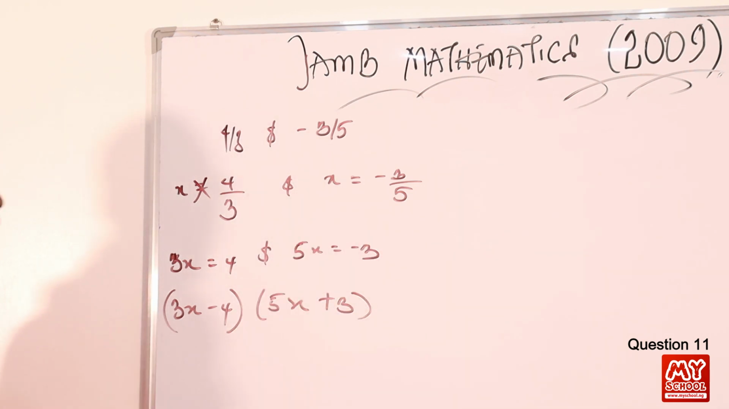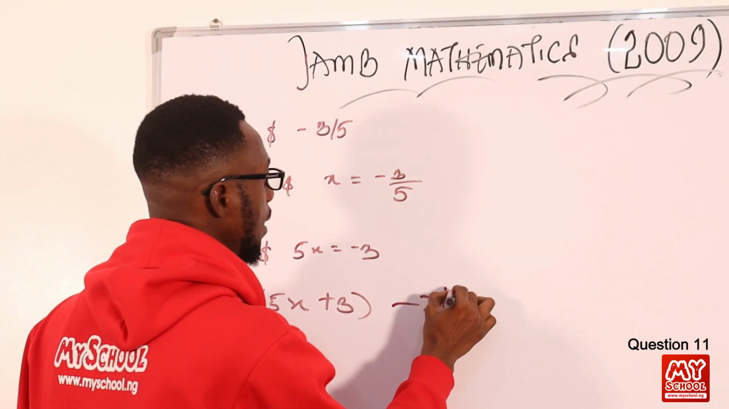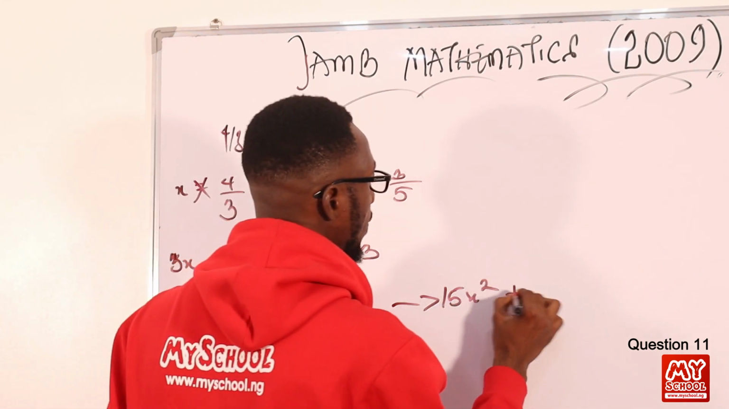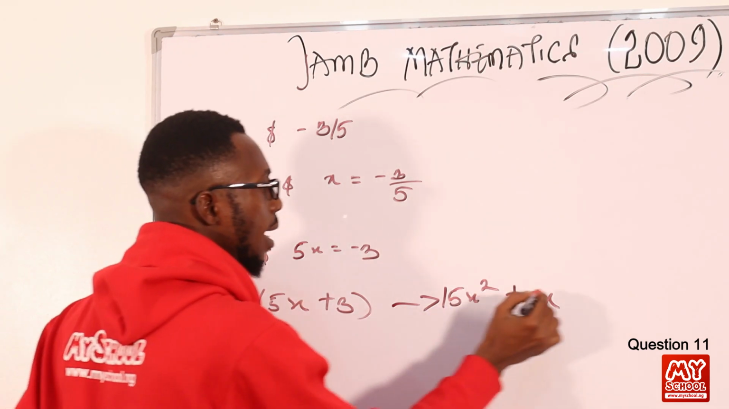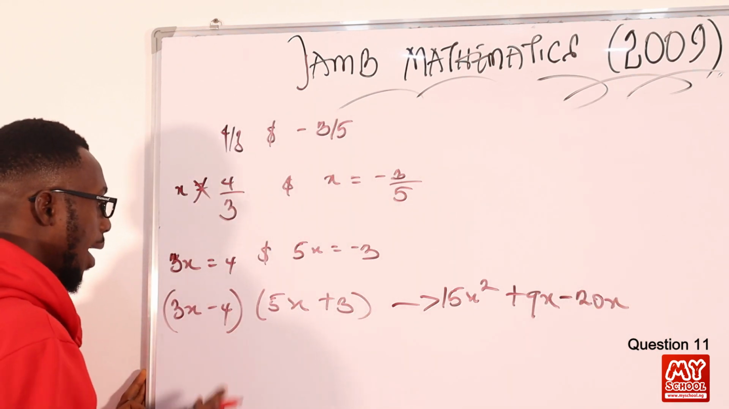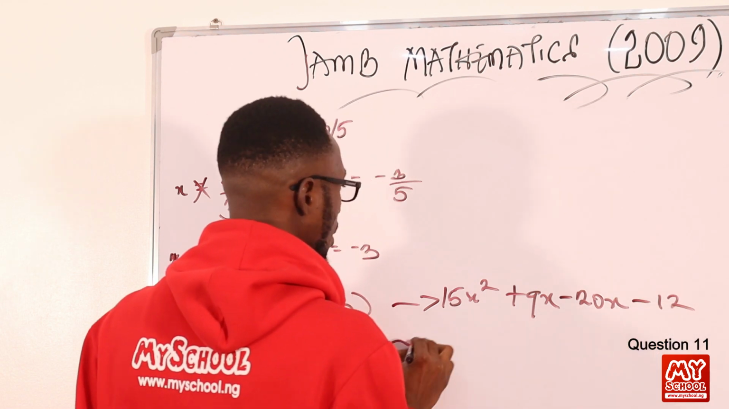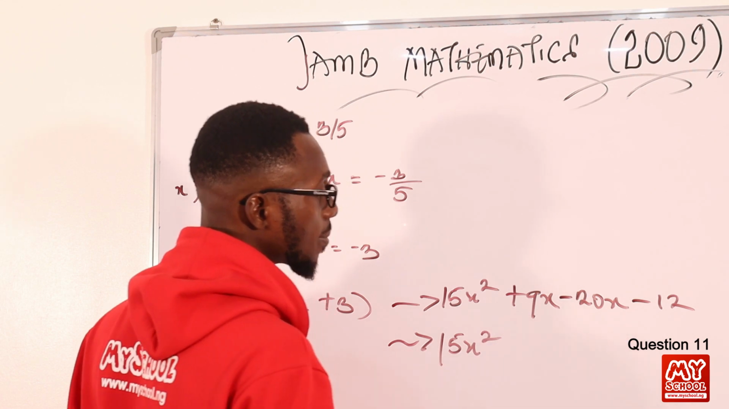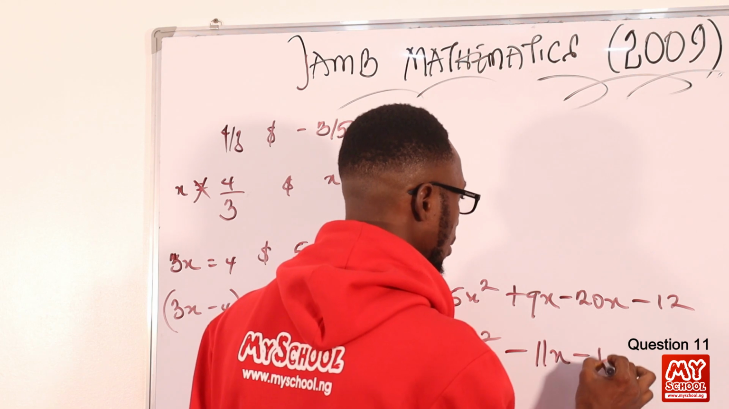So let me just expand the bracket. I should have 3x times 5x, which is 15x squared. 3x times plus 3, I have plus 9x. Then I have minus 4 times 5x, which is minus 20x. Then minus 4 times plus 3, I have minus 12. So I should have 15x squared plus 9x minus 20x. That should give me minus 11x minus 12.